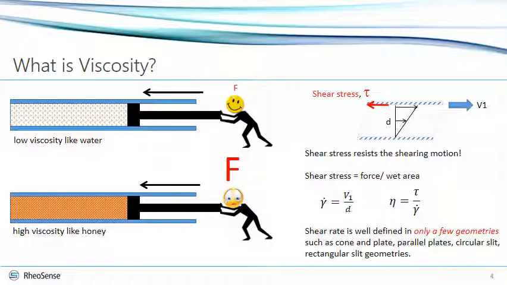We have the shear rate, which is given by the velocity of the upper plate divided by the distance between the two plates. And we also have the shear stress, which is given by the force we measure divided by the area of the upper plate. The characteristic shear viscosity of the fluid is given then by the ratio of shear stress to shear rate.